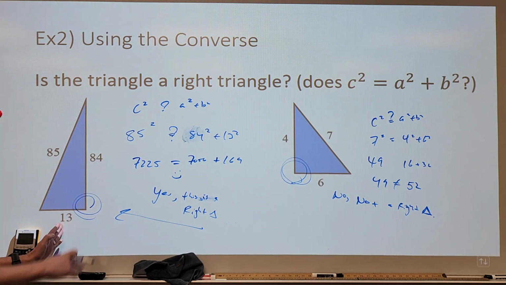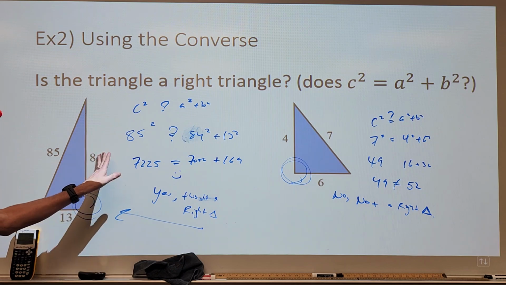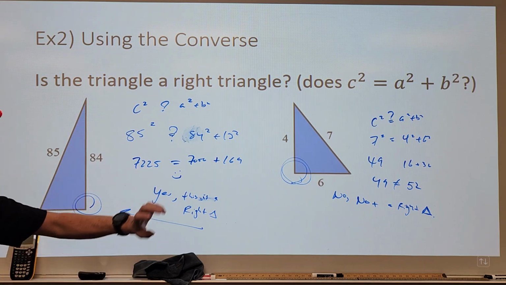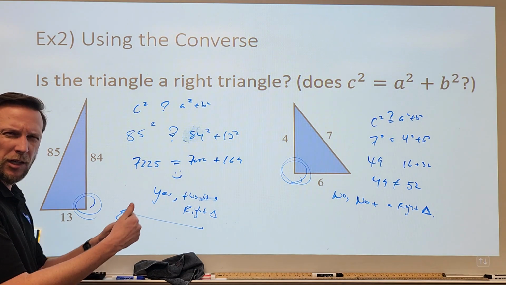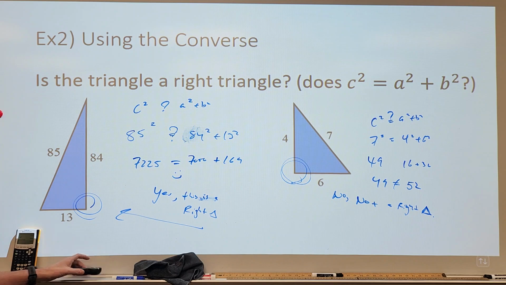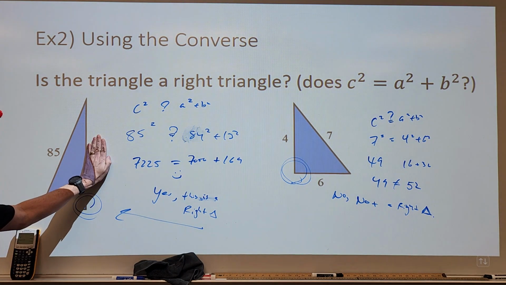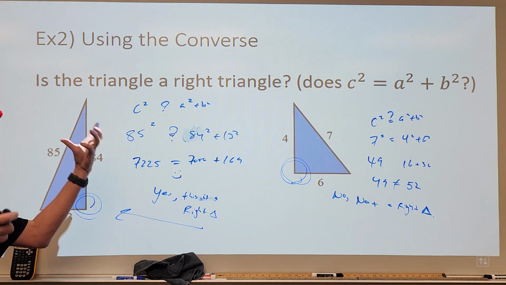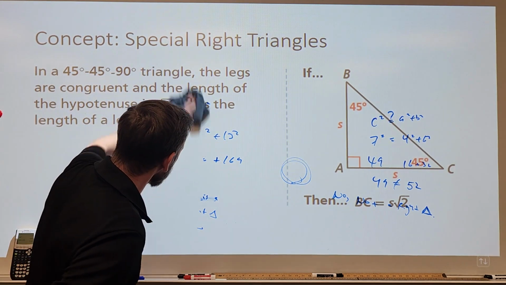If it is a right triangle, then a squared plus b squared equals c squared. If c squared equals a squared plus b squared, then yes, it is a right triangle. If c squared does not equal a squared plus b squared, then it is not a right triangle. This is basically just a check to see if that's true. That's the converse of the Pythagorean theorem. And we might ask that question differently. What would this leg have to be for this to be a right triangle? That's a different way to ask that same question of whether or not this thing is a right triangle.